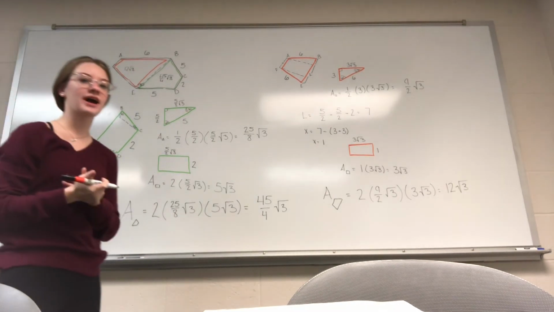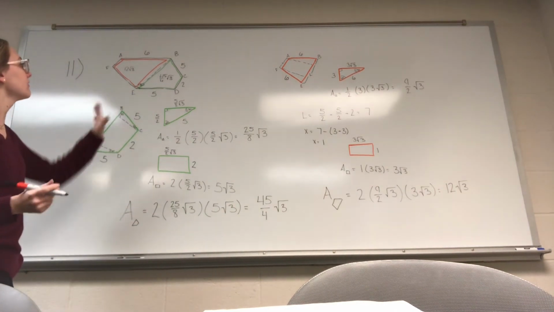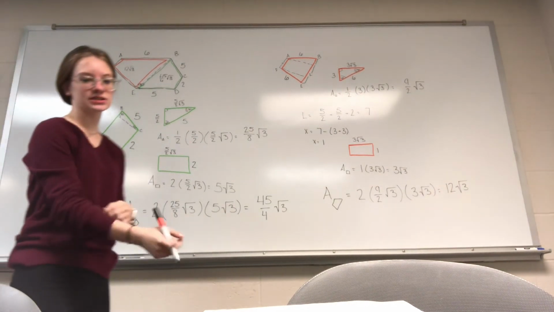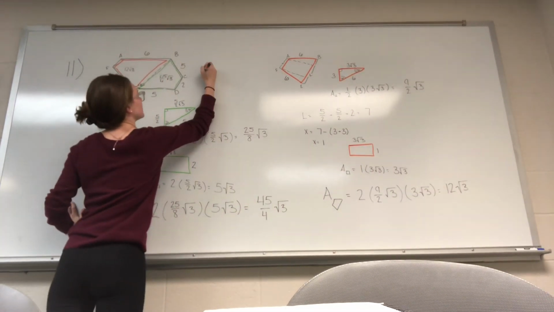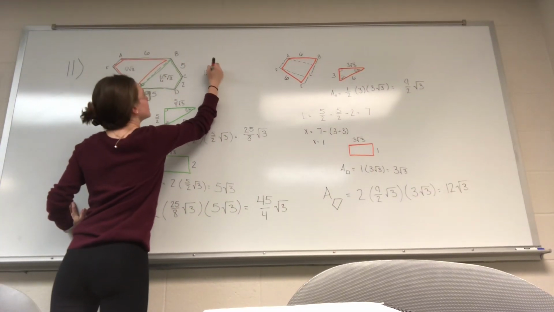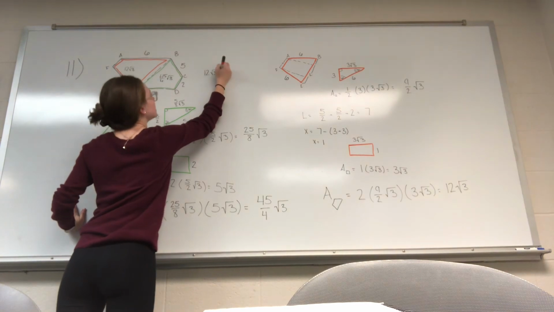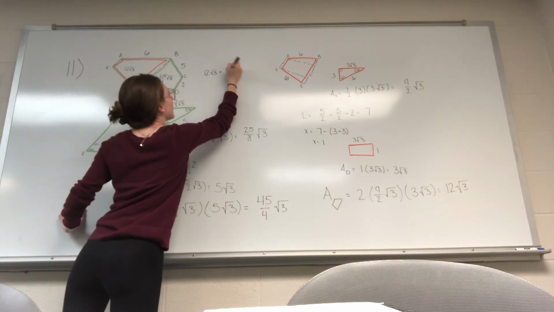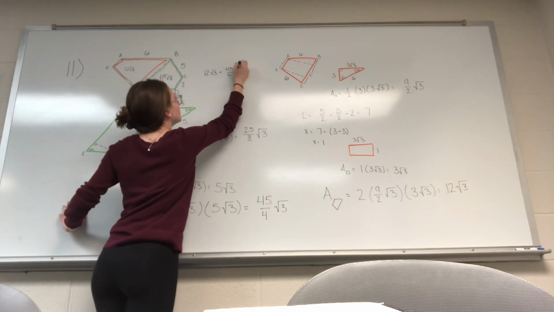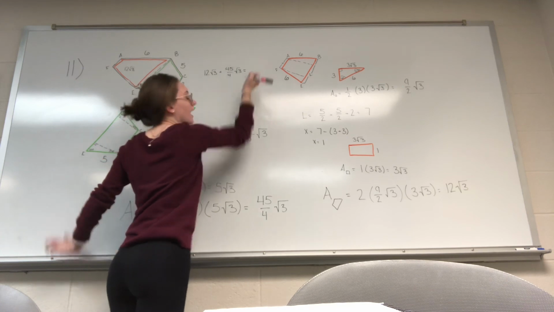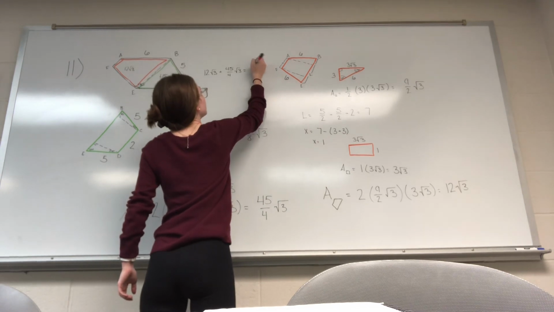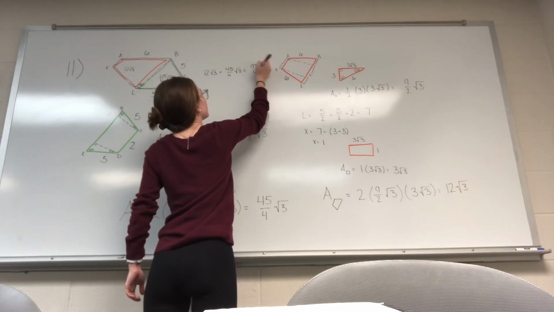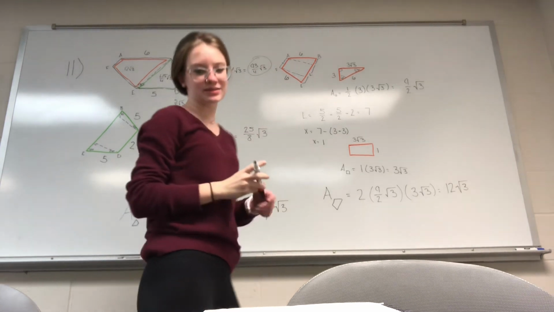So now to find the complete area of the hexagon, you're just going to want to add these values together. So we're going to do 12 root 3 plus 45 over 4 root 3, and that will give us a grand total of 93 fourths square root 3. And that is your answer.